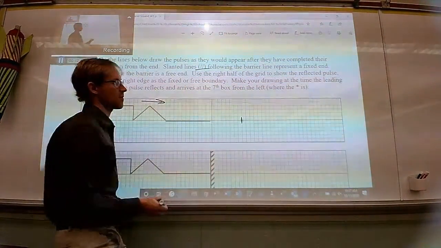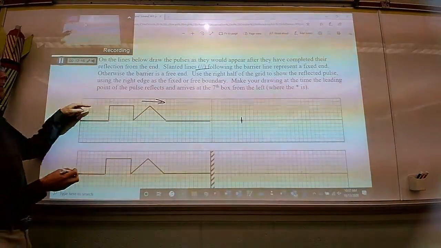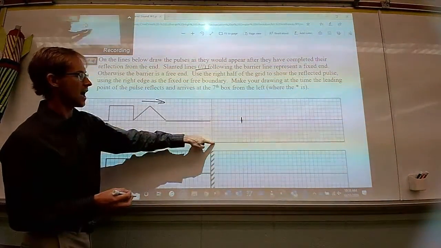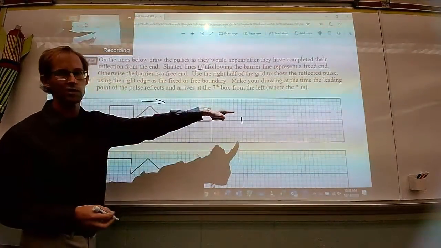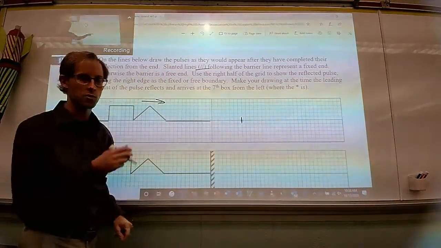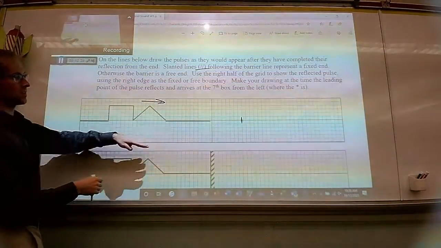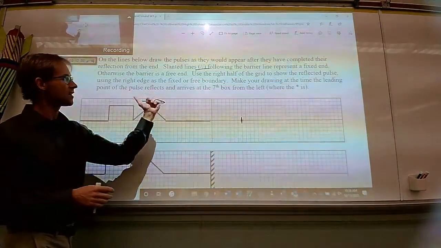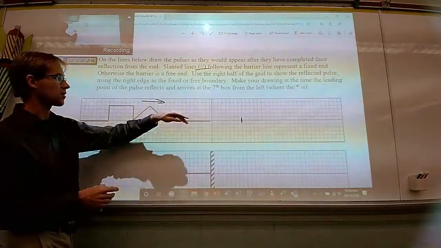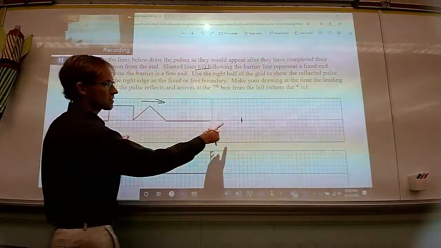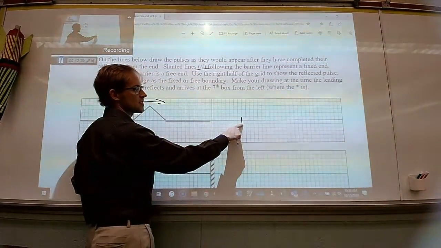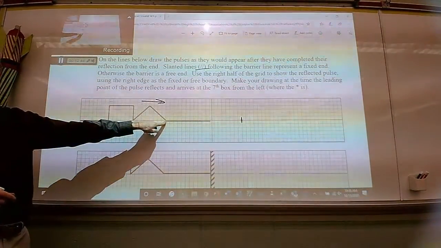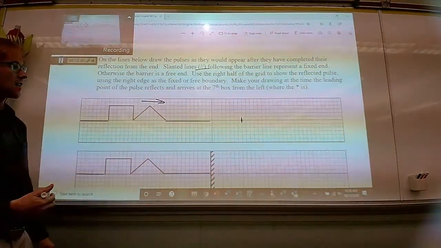So, let me just summarize these directions. These waves are moving this way. They encounter this free end. And then you got to draw over here what's going to happen after they encounter that end. Now, because this is a free end, we know that they're going to bounce back this way, and they're going to be on the same side. They're going to be upright. So this location here is the spot where the leading edge of this wave is going to be as it heads back the other way.